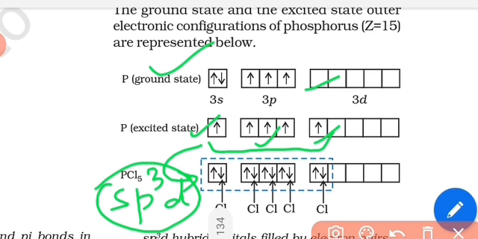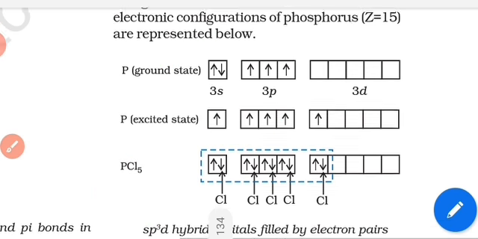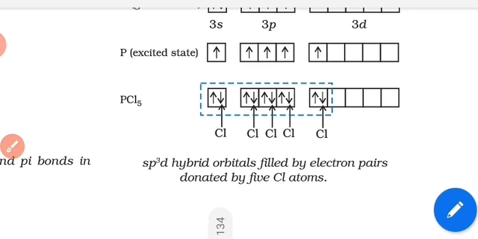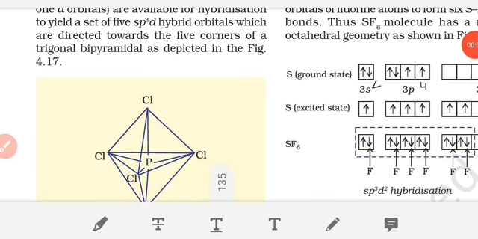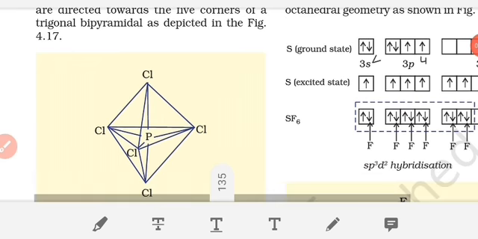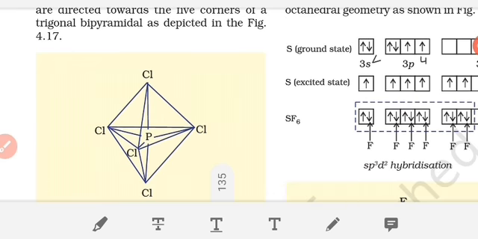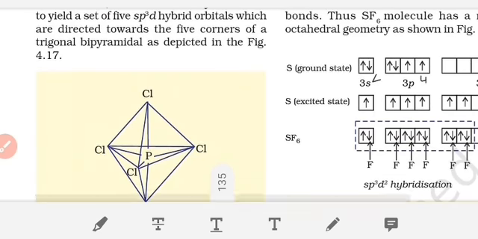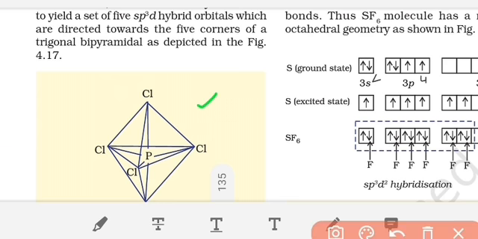These orbitals are of the same energy, and every orbital is occupied by 1 electron. Now these 5 orbitals orient around the nucleus of phosphorus, and are directed towards the 5 corners of a trigonal bipyramid, as shown in this diagram. These 5 orbitals overlap with the singly occupied p orbital of chlorine atoms, thereby giving 5 covalent bonds.